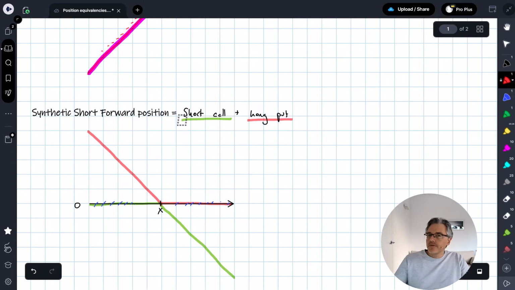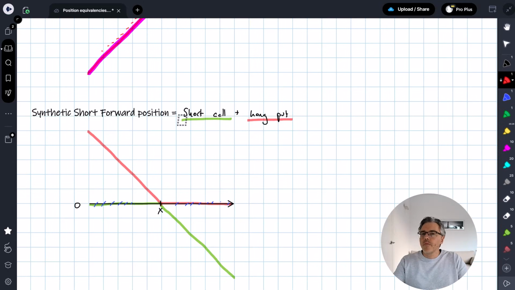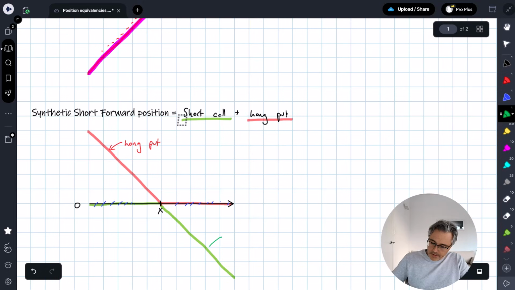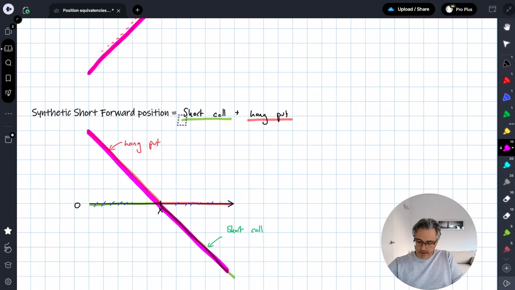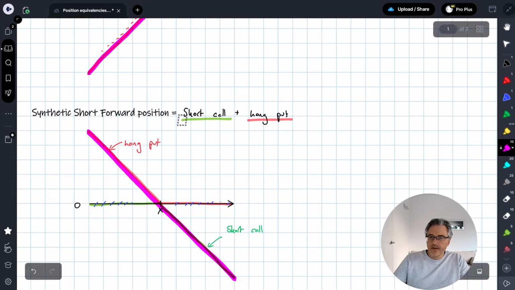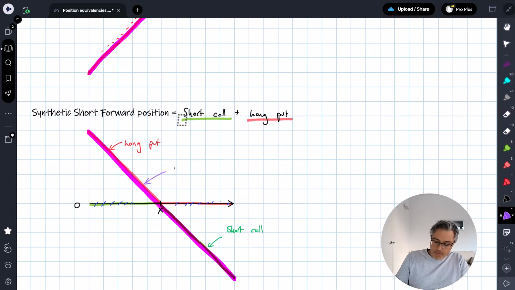But before I draw the combined payoff, let me just label these things. This is the long put, and that is the short call position. You should be looking at a line on a combined basis that looks like this, and that's nothing more than a short linear position. So in this case, we'll call it a short forward, or you could say it's a short in the underlying.